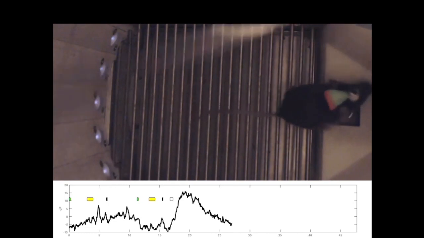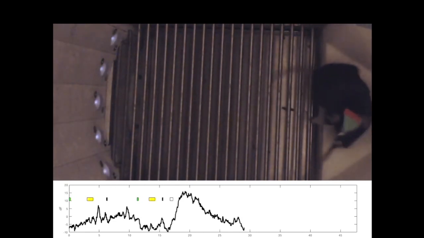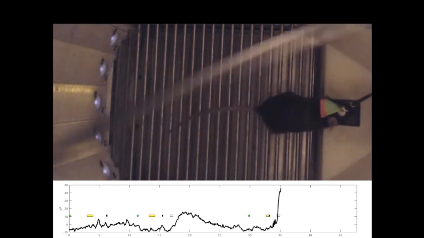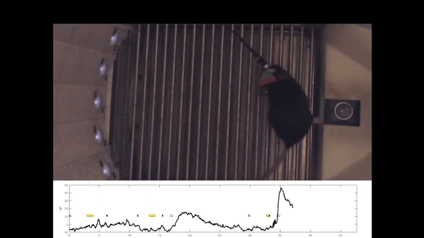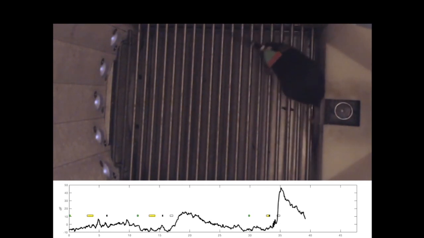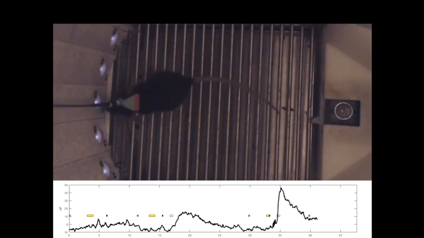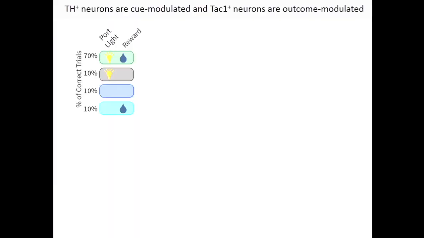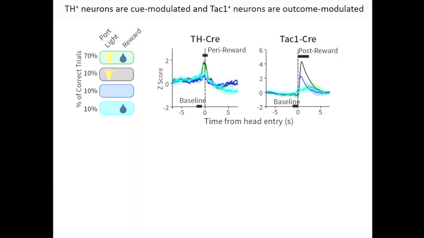And now there's going to be a second trial that the animal gets correct too, but in this case, everything happens except the water reward isn't delivered. And so you can see as the animal goes into the reward port and there's no water, there's an even stronger response to the withholding of an expected reward. So that's just an example of an individual trial.